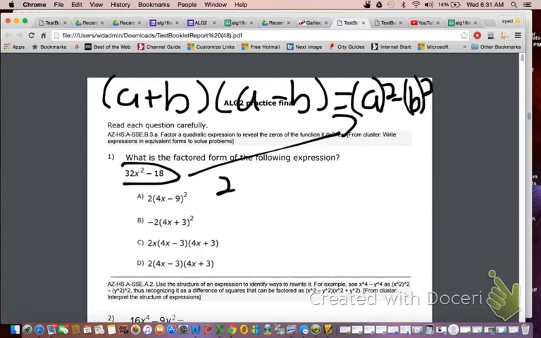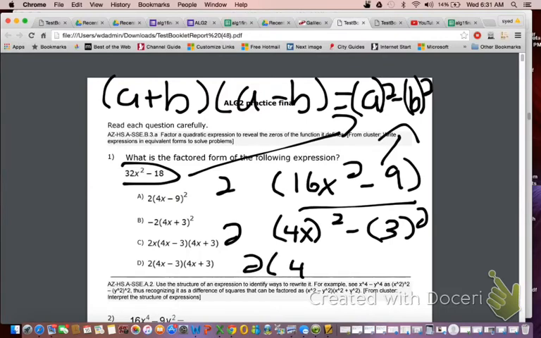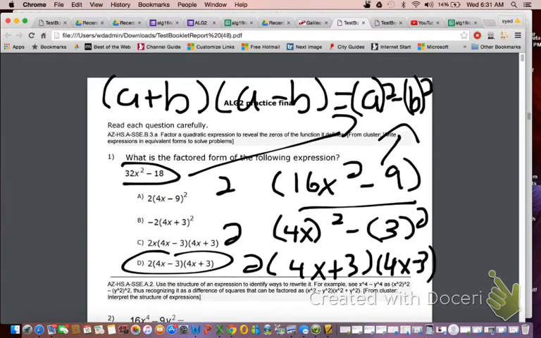First I'm going to factor out a 2, and I'm going to get 16x squared minus 9. Now could I make this look like that? And the answer is yes, because I make this 4x, and I make this 3, and don't forget the 2 is still here. So now it's simply 2 times (4x plus 3) times (4x minus 3). And the order is not important, so it could be D. That's the fastest way to do it.